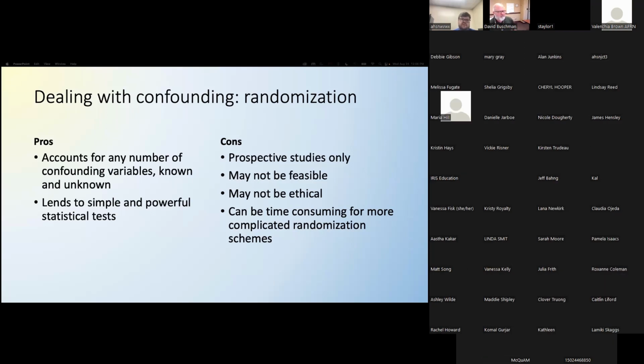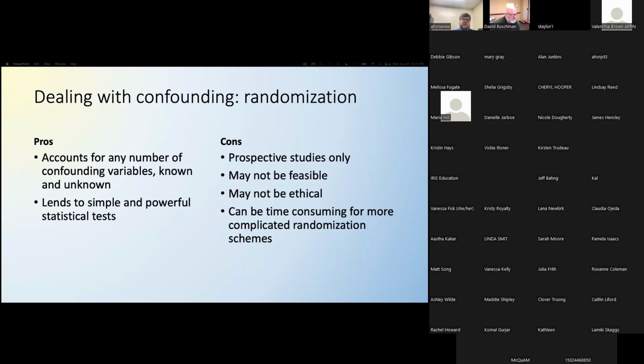The cons of randomization are that it's for prospective studies only. It may not be feasible. In the case of like a surgery, you can't have a placebo control there because you're performing surgery on a patient. It may not be ethical to do so. And it could also be very time consuming, as certain randomization schemes may require more work.